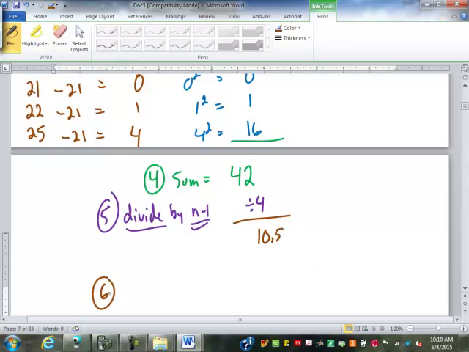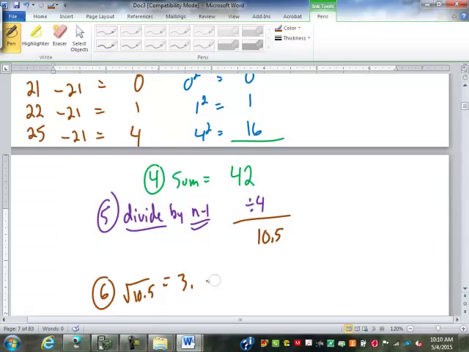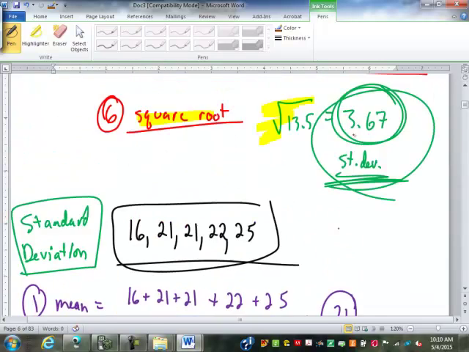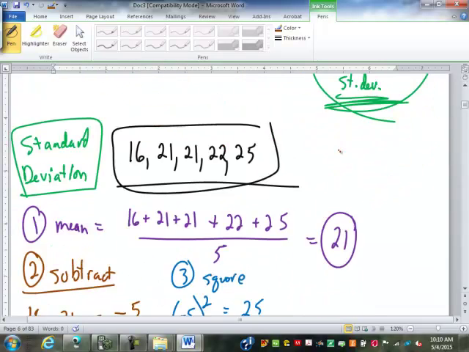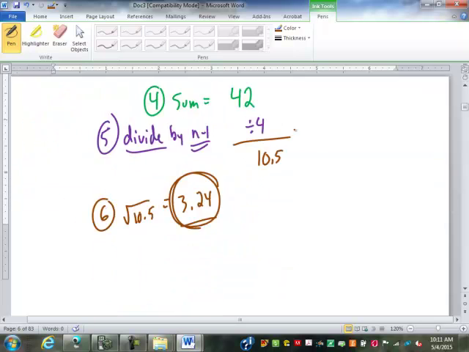Step 6 is the square root of 10.5, which is 3.24. There's the standard deviation. Now that number is smaller. We had 3.67 up here. So that tells us that this list of numbers, even though it has the same range and the same mean as the other list, is less spread out and has a smaller standard deviation.